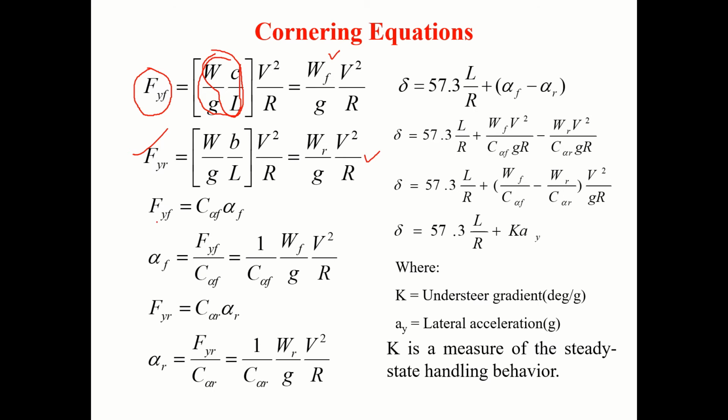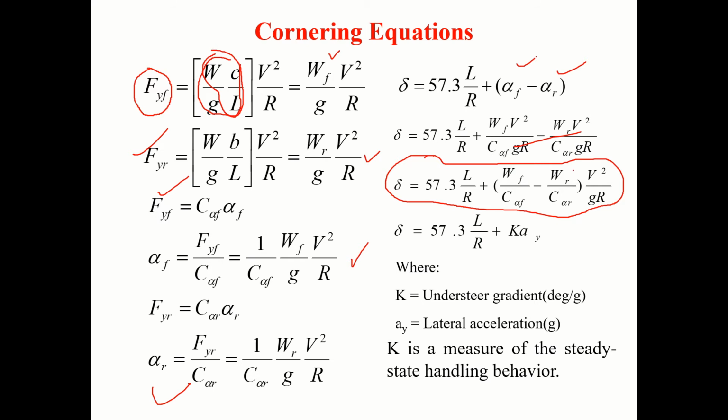Our definition is C alpha F is equal to FYF by alpha F. So alpha F is equal to this divided by this. So FYF is nothing but this value, alpha F. You will get this. Similarly, alpha R, you get this. Then we will substitute into this equation. I will get this one. V squared by GR.